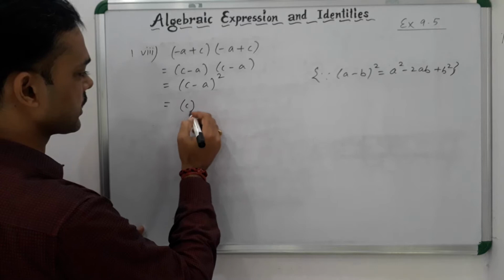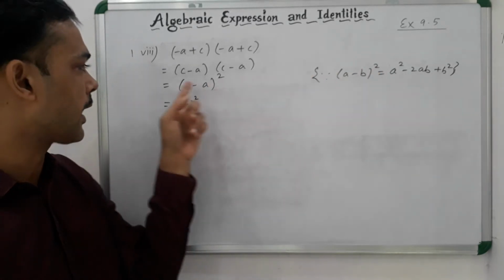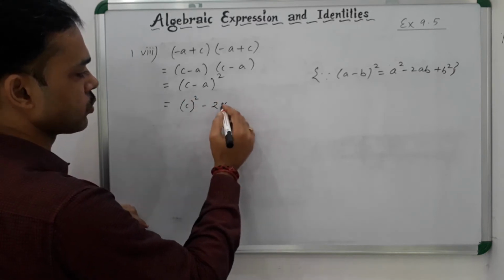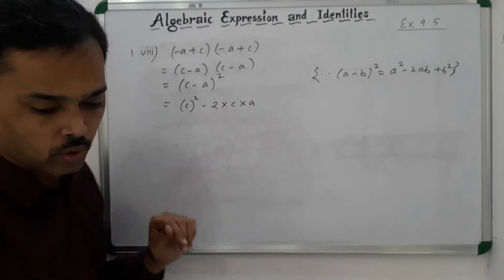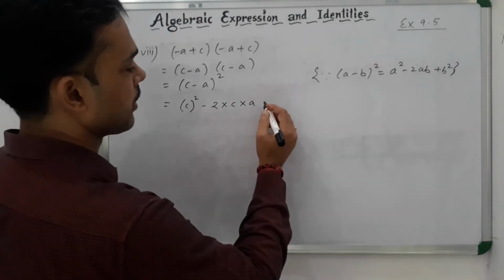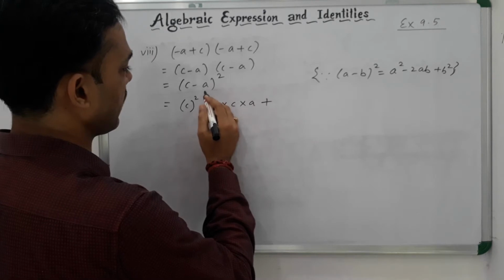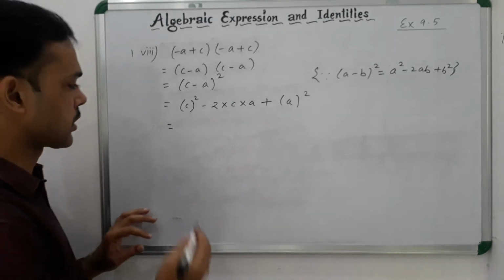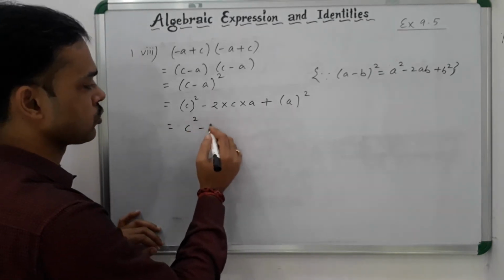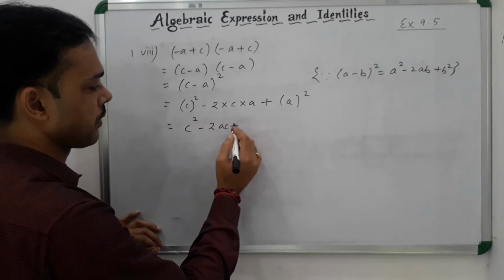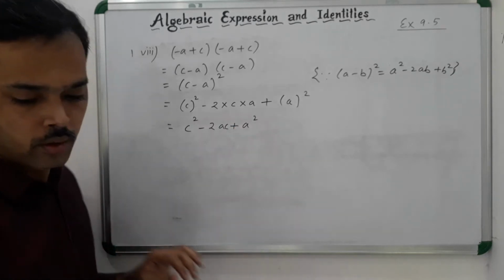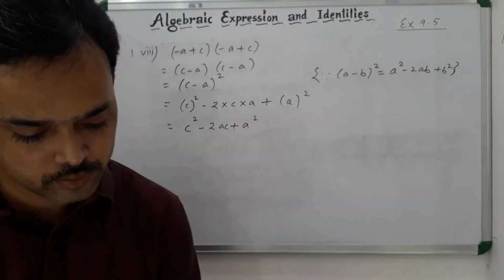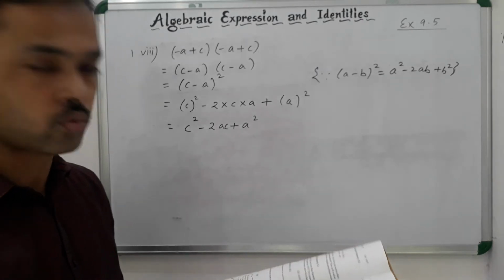here what will happen? C square. Why? Because it is written a square, at place of a we have c. So c square minus 2ab means 2 into c into a. Okay. Then it will be plus b square. At place of b we have got a, so a square. c whole square will be c square minus 2ac plus a square. So this will be your answer. Now after this 8th part, let us now move on to the 9th part.